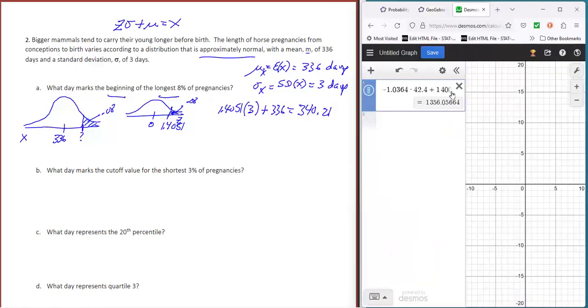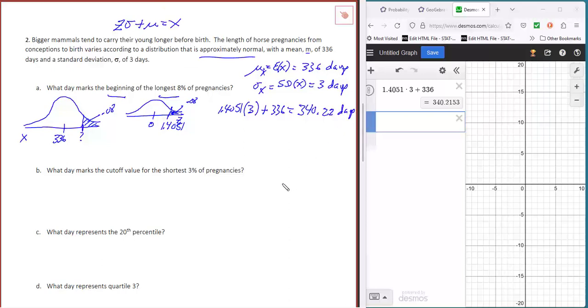And again, I popped over here to Desmos. When I enter most everything into a calculator, so this Desmos is another online calculator, I'm going to just do it in one shot. So instead of doing it piece by piece, I'm just going to enter all of this at once. So I'm going to get times 3 plus 336. And there is my value. And of course, I rounded this. I should round this to 22 days. I'm going to do that. So that is the cutoff right there.